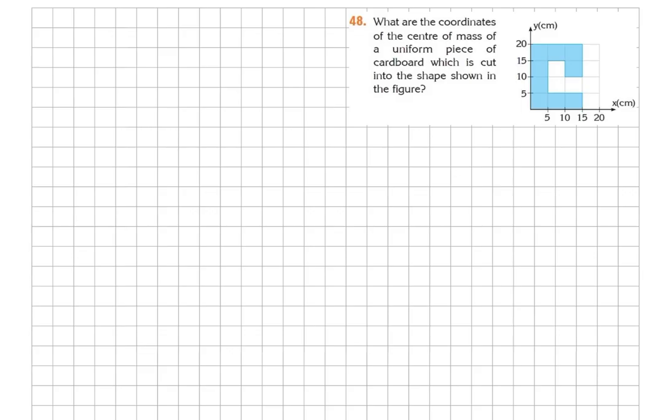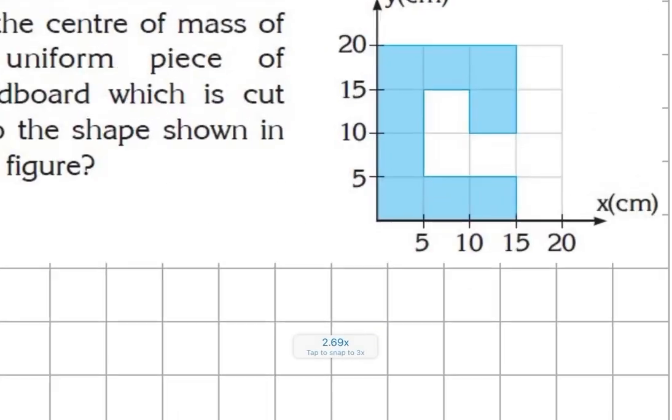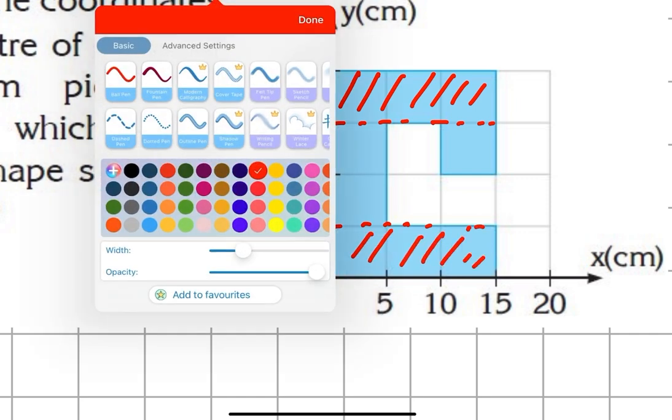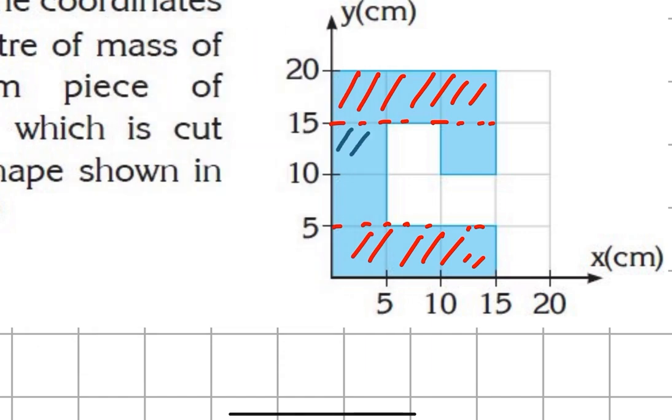Question 48. What is the coordinate of the center of mass of a uniform piece of cardboard which is cut into the shape shown in a figure? So this is the complex shape, and we have to divide it into more simple shapes. Yeah. So here I can divide it like this. So we have one shape here, also here, and here we have this shape, a third shape, and the last one is here.